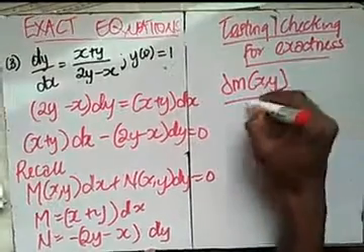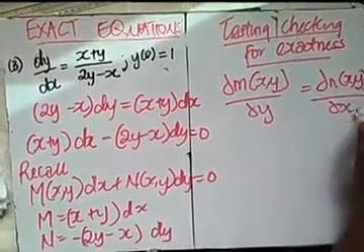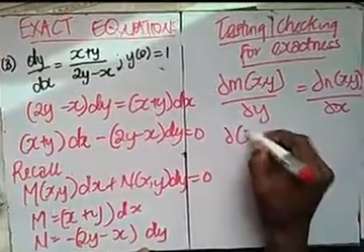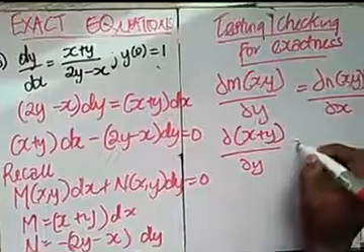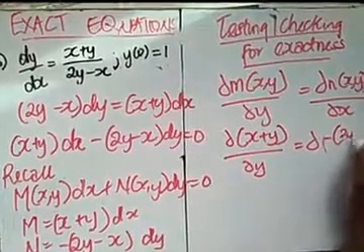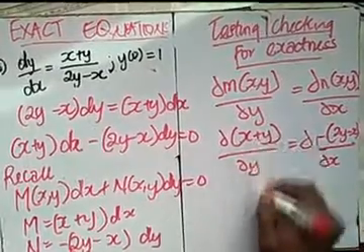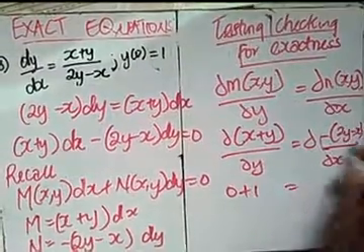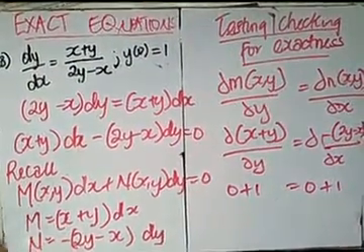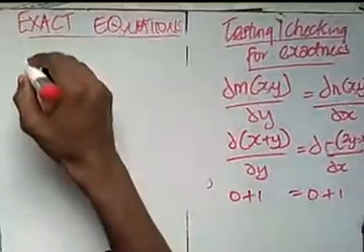The partial derivative of M with respect to y is equal to the partial derivative of N with respect to x. So where your M is x plus y, we have x plus y, and our N is minus (2y minus x). So if you differentiate this equation, we have 0 plus 1. If you also differentiate this one, we have 0 plus 1. So it's an exact equation, so we can proceed. We can solve further.